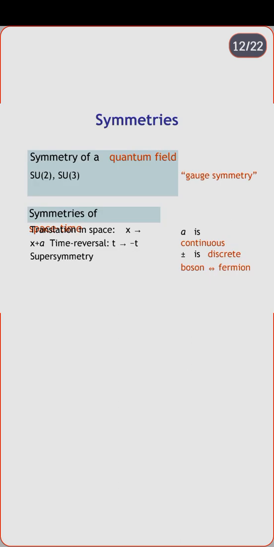Symmetries. Symmetry of a quantum field, SU2, SU3, is known as gauge symmetry. Symmetries of space-time. Translation in space implies x tends to x plus a. Here a is continuous. Time reversal implies t tends to minus t. Plus or minus is discrete. Supersymmetry: a boson changes to a fermion and vice versa.